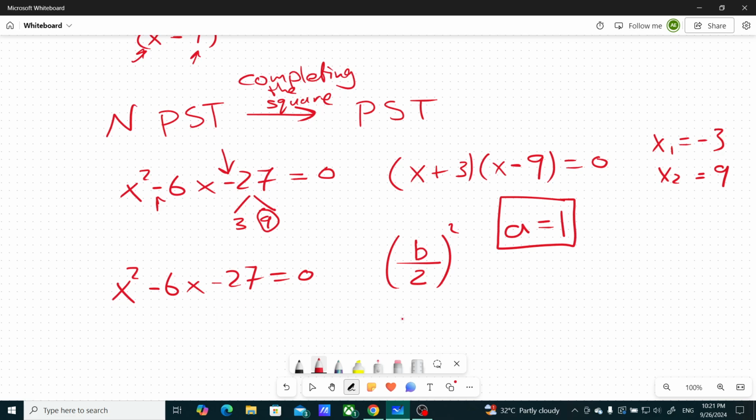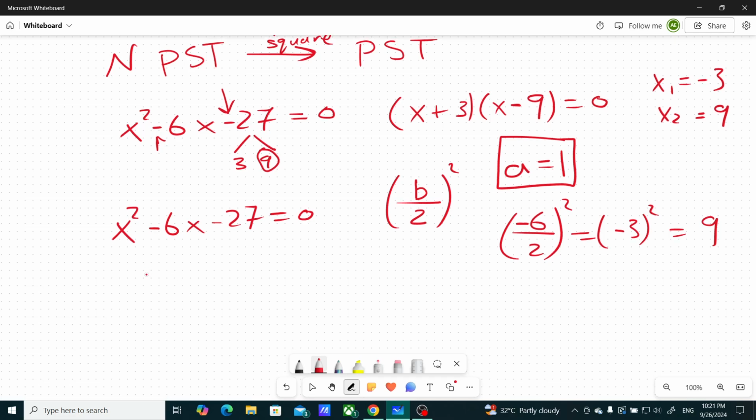So b over 2 squared. My b is negative 6. So negative 6 over 2 squared. So this is going to be negative 3 squared, which equals 9. Okay, so in order to make this a perfect square trinomial, I will need it to be x squared minus 6x plus 9. So I will do that: x squared minus 6x plus 9. This part is my perfect square trinomial here.